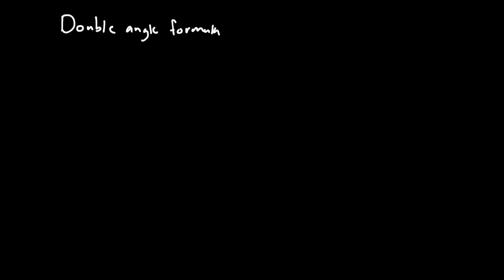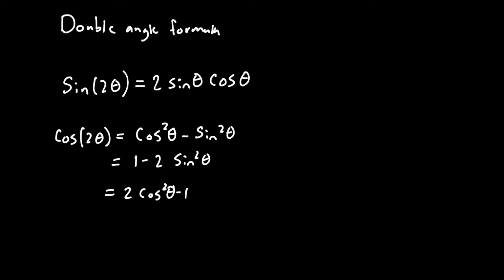Sine of 2 theta is equal to the following. Cosine of 2 theta has three different variations, and they're going to be the following. And finally, tan of 2 theta is going to be equal to the following.